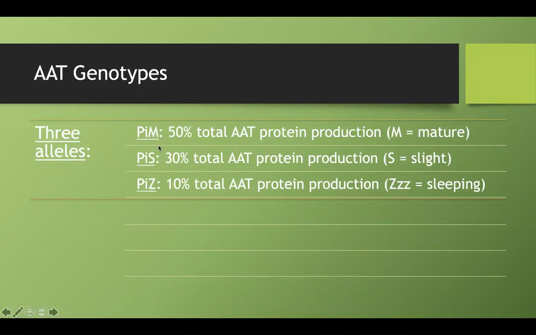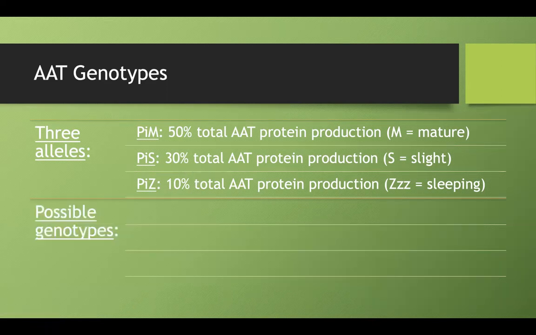My mnemonics to remember the M versus the S versus the Z: I think of the M as our mature alpha-1 antitrypsin protein. So this is the one that's working as it should. I remember the S for slight. So it's working in some capacity, but it's not 100% working. And then I remember the Z as catching some Zs. This protein's kind of sleeping on the job and only producing 10% of what it needs to.